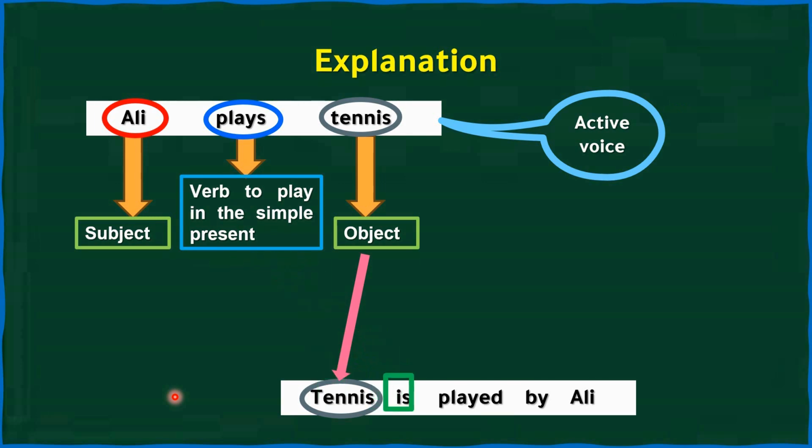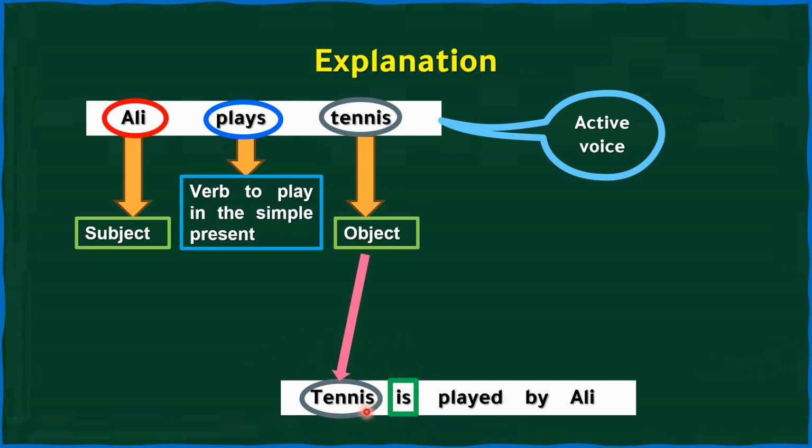The verb also changes. We add the verb to be, in the simple present. Why simple present? Because here the main verb play is in the simple present, so automatically the verb to be will be put in the simple present. So I am, you are, he is, she is, it is.